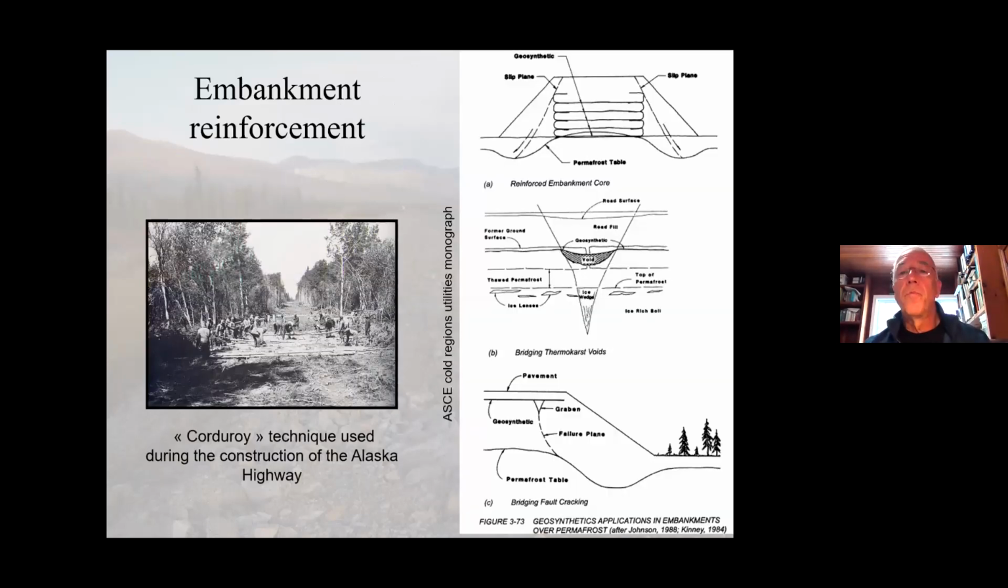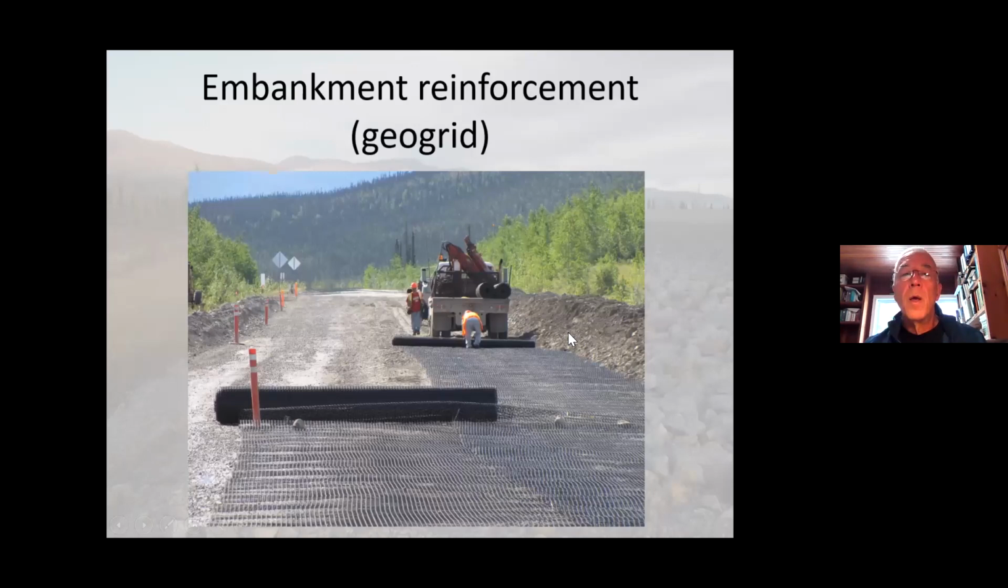Reinforcement, briefly, I've already talked about that, but the old way to reinforce was to use logs at the bottom of the embankment. The modern way to do that is to use geotextile to mitigate movements and avoid local collapse, for instance, on top of an ice wedge. Example here of use of grids on the Alaska Highway to reinforce the embankment and minimize embankment spreading.